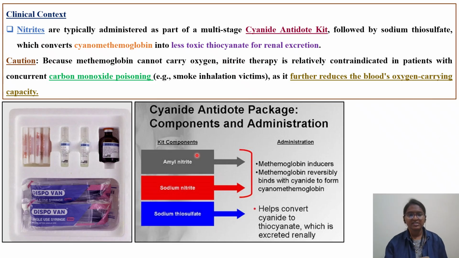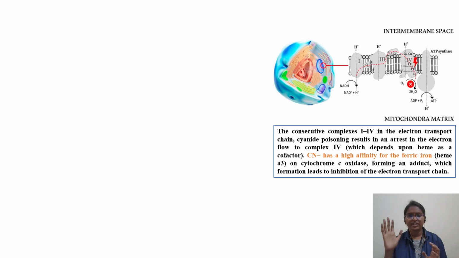Okay, this is a typical cyanide antidote kit of nitrite. And you can see amyl nitrite as well as sodium nitrite. They are methemoglobin inducers. Methemoglobin reversibly binds with cyanide to form cyanomethemoglobin, and sodium thiosulfate will cause reduction to form thiocyanate, which is excreted renally. This is the important thing you have to remember in your mind.